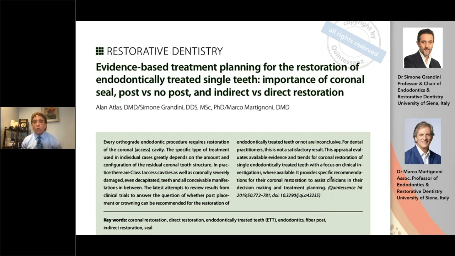And we wrote an article, and again, I certainly recommend you go see this article. It covers a lot of what I covered in this presentation, plus more, as I do cover when to use indirect or direct restoration. But basically, it reviews the literature for post versus no post and stresses the importance of that coronal seal. And you're going to see I'm going to take that even a step further, and we're going to do that in our next article, which is coming out in 2021.